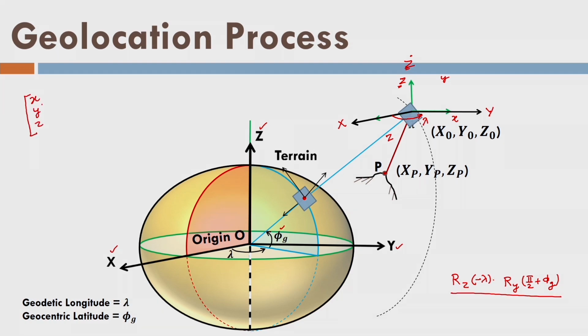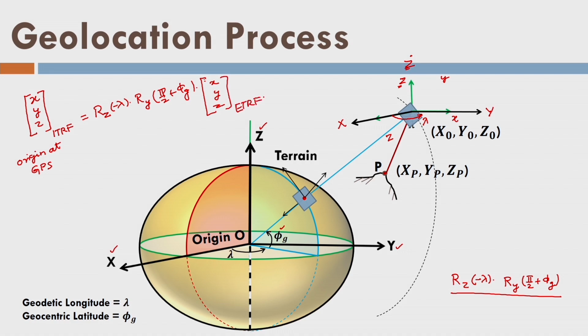So, x, y, z in the ITRF, but with origin at the aircraft trajectory or GPS, is equal to R z minus lambda and R y pi by 2 plus phi g, and then we have x, y, z ETRF. So, here the origin is still the GPS, that is the aircraft trajectory. Now, both reference frames are parallel to each other, but the origin is GPS. So, I will do the translation now like this. This is the translation by this value x0, y0, z0 here.